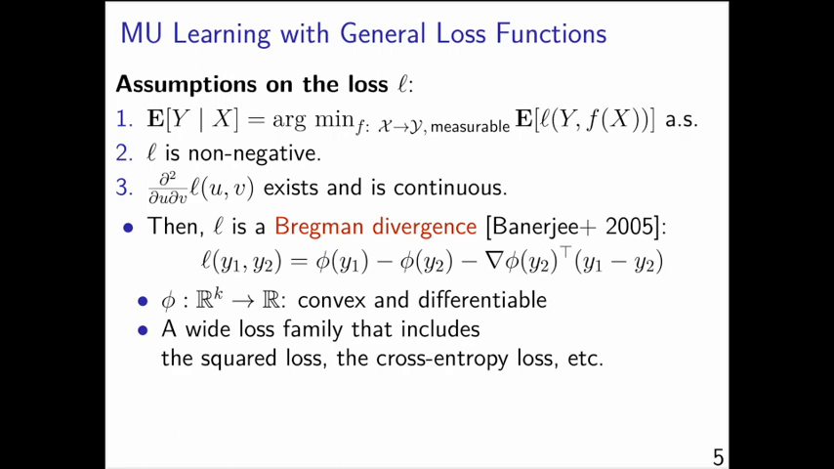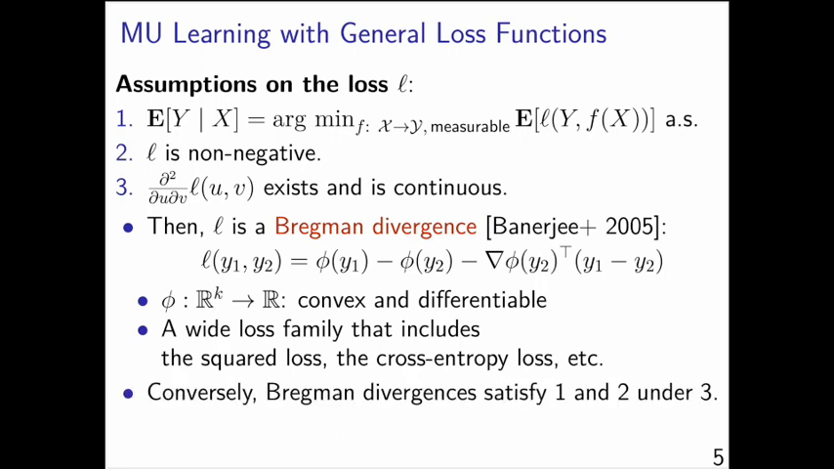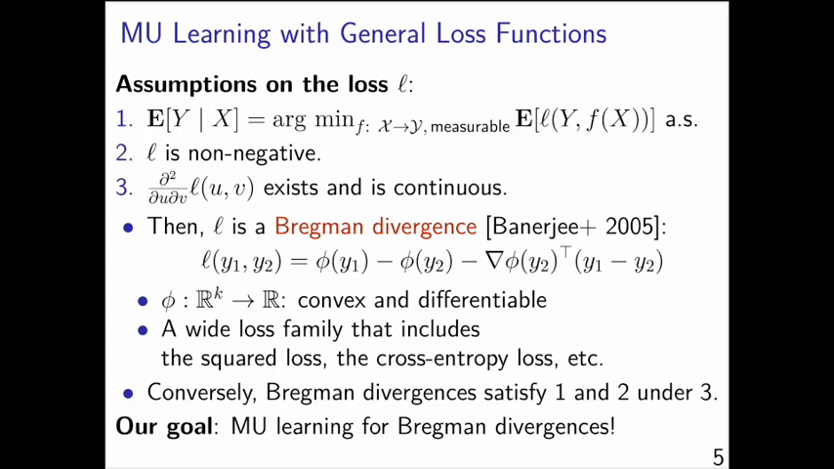A Bregman divergence is defined as in this equation for some convex and differentiable function. Bregman divergences are a wide loss family that includes the squared loss, the cross-entropy loss, and so on. Conversely, all Bregman divergences satisfy assumption 1 and 2 under assumption 3. Motivated by this fact, our goal now is to develop general MU learning methods for Bregman divergences.